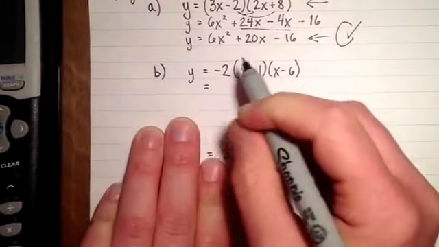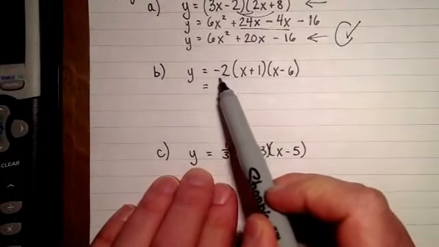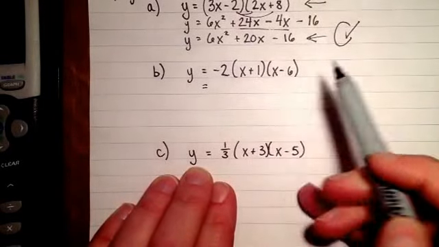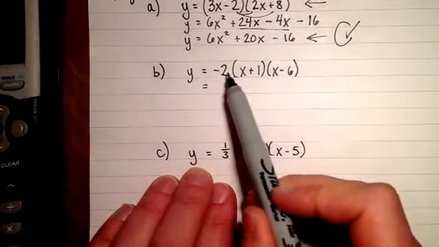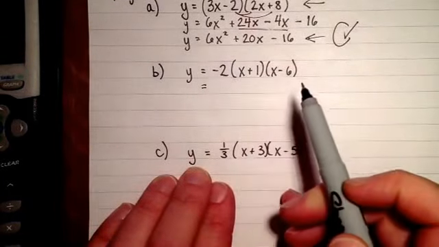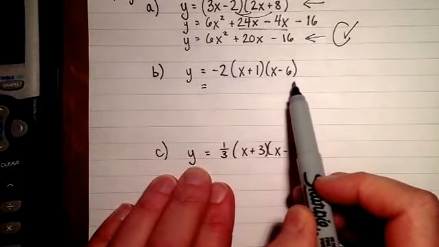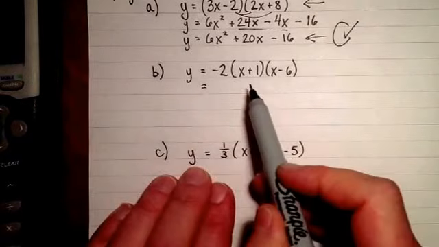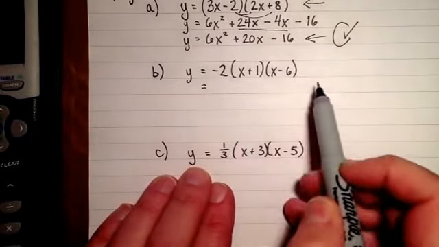Okay, second example. There's 2 options here. You have 3 things that you're multiplying. The negative 2, the x plus 1, and the x minus 6. So you can either multiply one of these brackets by negative 2 right away, or you can multiply the 2 brackets together first, and then multiply everything by negative 2. That's what I'm going to do. I don't know, I just like it better, but you should get the same answer.